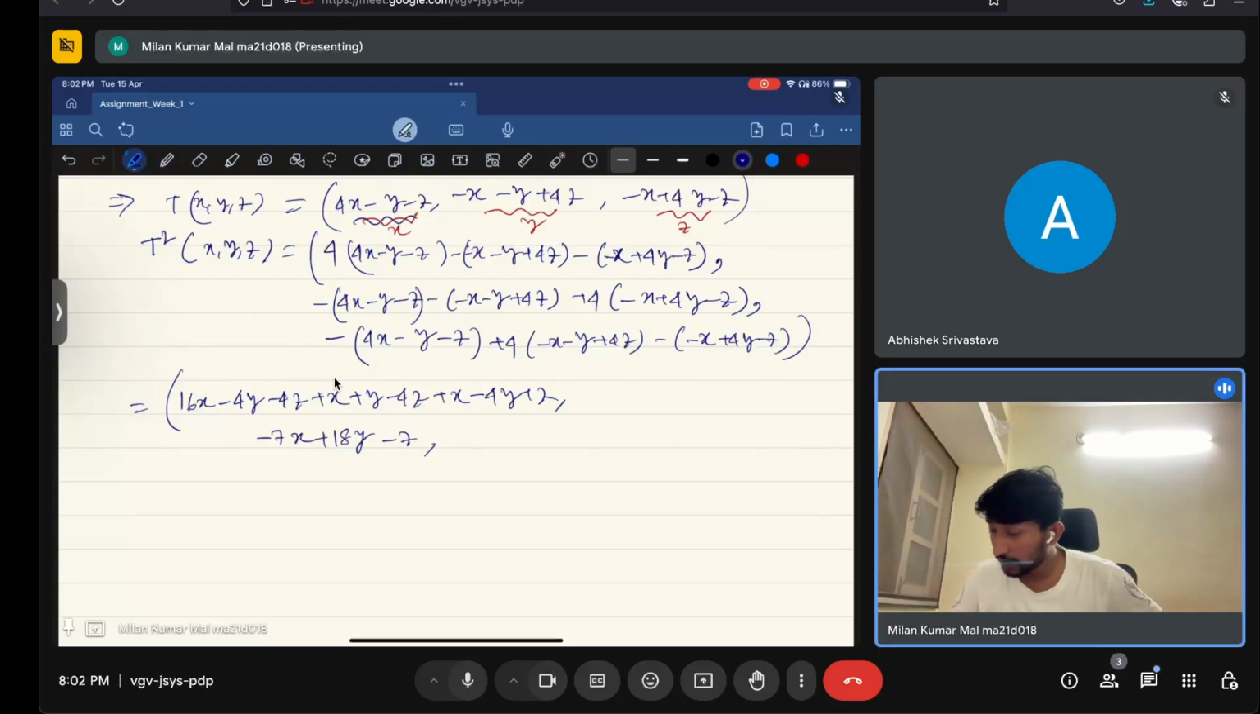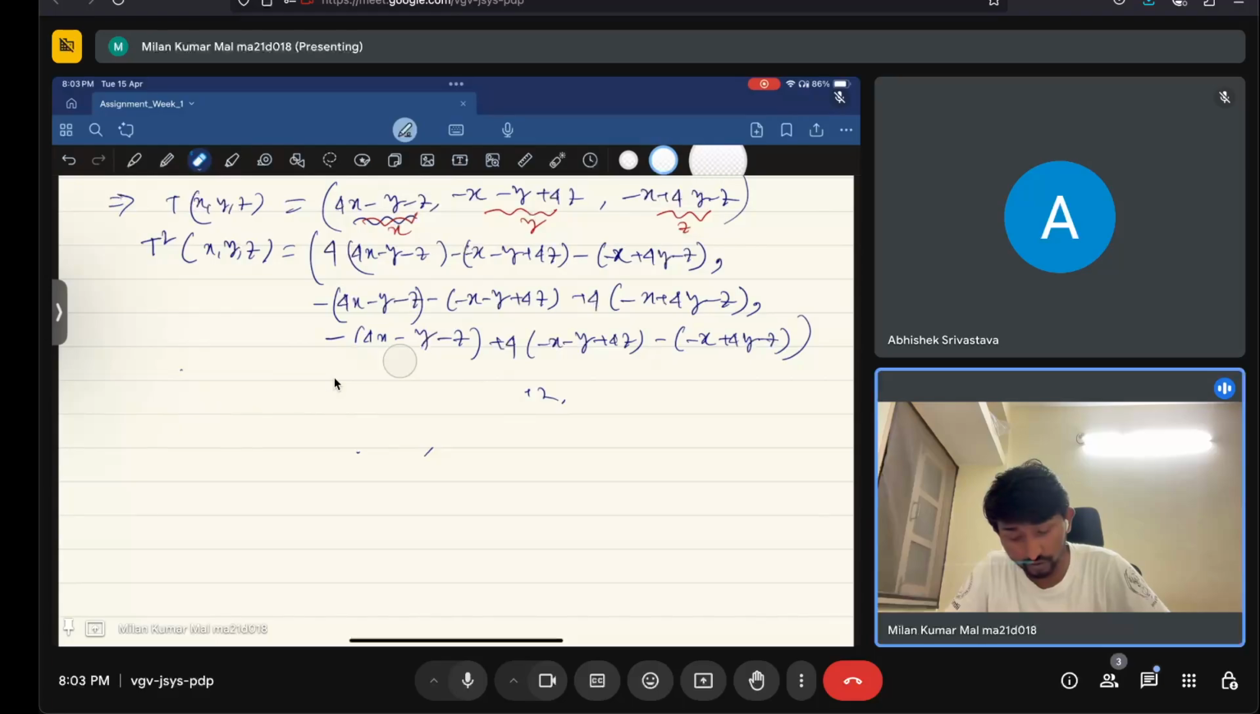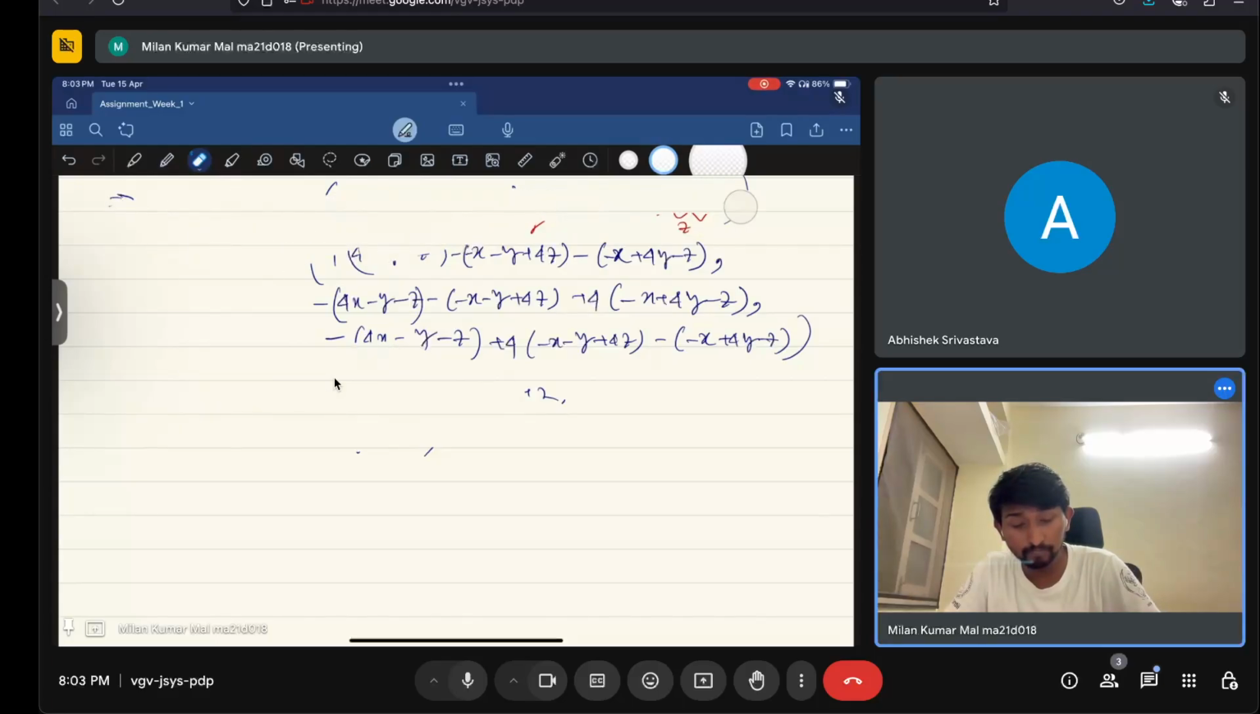Okay, so this is a similar process, but it is too long, so I'm thinking whether I should do it or not. Oh, sorry, I should not. I'm just doing something very absurd.